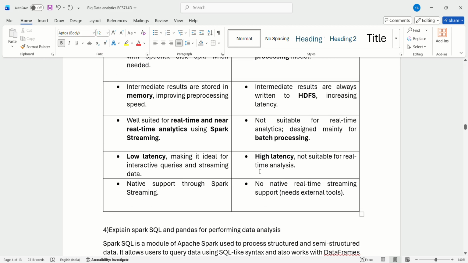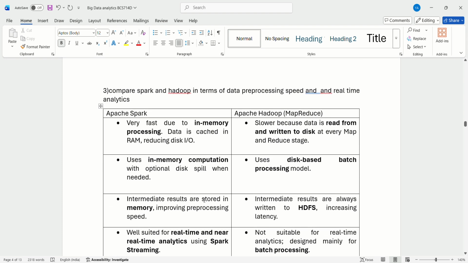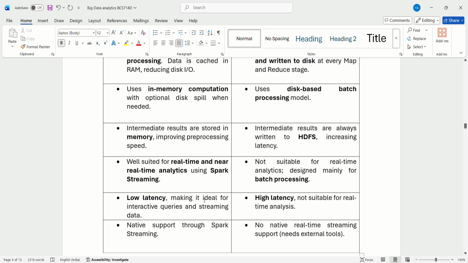Spark is well suited for real-time and near real-time analytics using Spark Streaming. Hadoop is not suitable for real-time analytics, as it is designed mainly for batch processing. Spark's low latency makes it ideal for interactive queries and streaming data. Hadoop's high latency is not suitable for real-time analytics. Spark has native support through Spark Streaming, while Hadoop has no native real streaming support. So these are the major differences in the comparison between Spark and Hadoop. I hope this is clear.